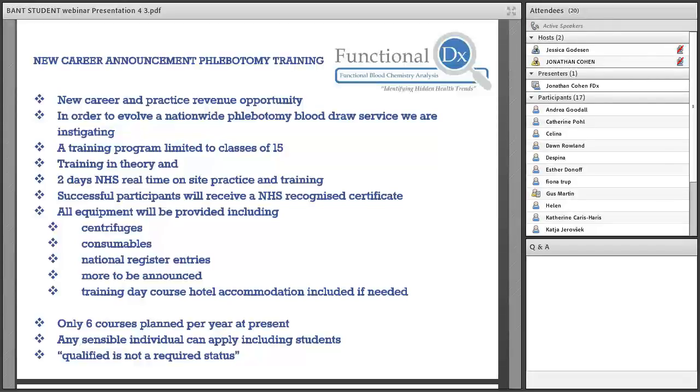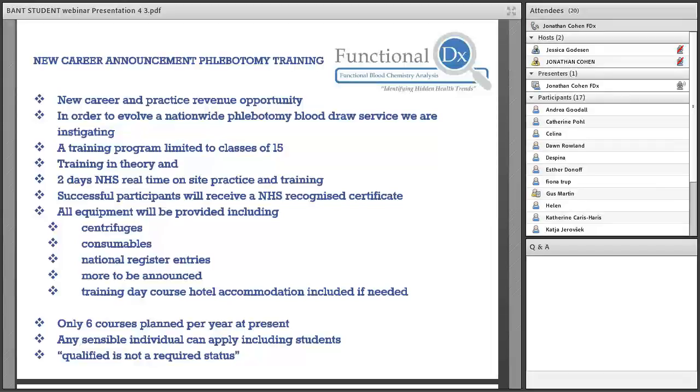So we've instigated a training program, which is going to be limited to classes of 15. It'll be training in theory, and you'll get 2 days NHS real-time on-site practice and training, which if you achieve the standard that the trainers will set, because they're NHS standards and they're NHS people who run the NHS system, then successful participants will receive an NHS recognised certificate. All equipment will be provided, including centrifuges and consumables. There'll be National Register entries. There'll be lots more things we're working on to be announced.